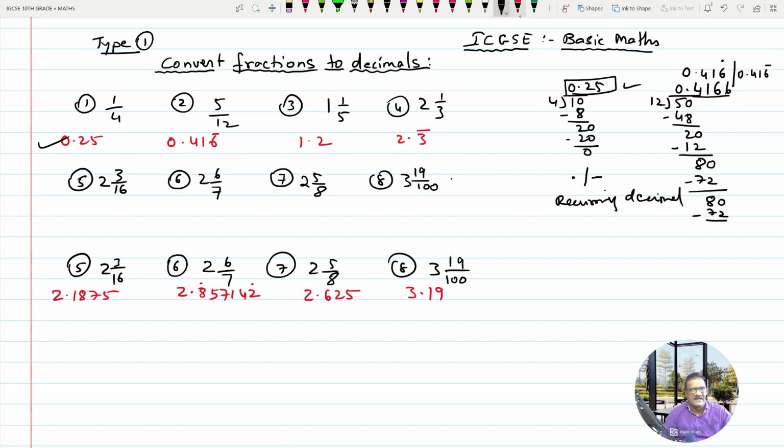This can be written also as 0.416 and then a dot on top of the 6. On top of the 6, there will be one dot, right? So that's the answer for the second one. Let us go for the third one.